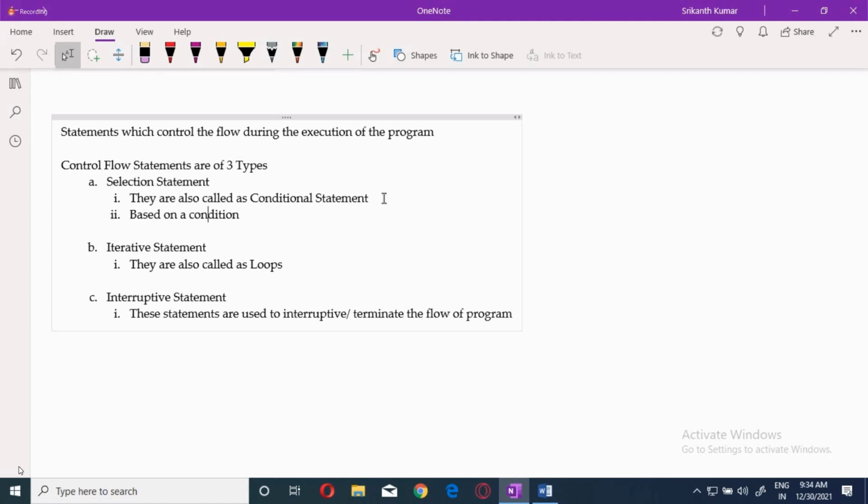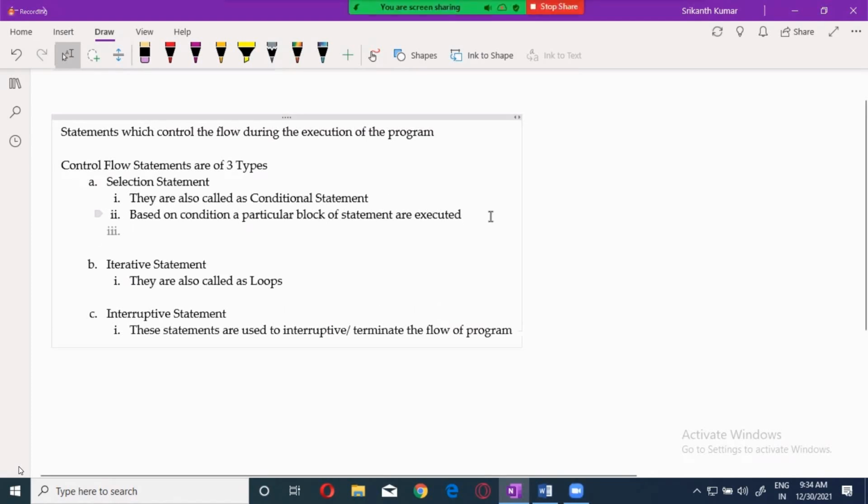Condition, a particular block of statements are executed. Remember this, guys. Always remember that whenever you are talking about the condition selection statement, they are called as condition statement. Based on the condition, a block of statements will be executed. Now, examples like how this is actually being implemented.